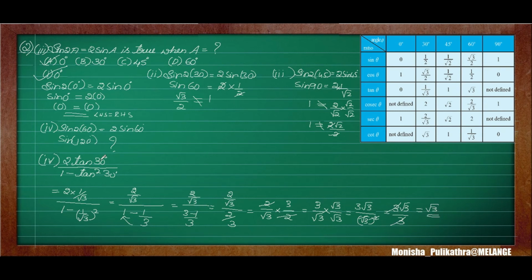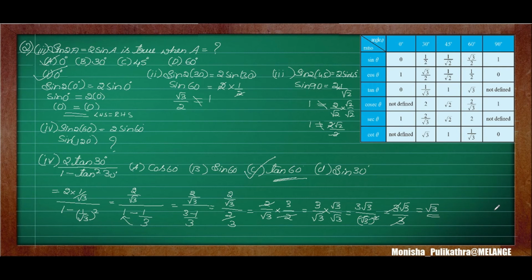Here the options are: first option is cos 60, second option is sin 60, third option is tan 60, and fourth option is sin 30. So the answer here is root 3. Cos 60 is 1 by 2. Sin 60 is root 3 by 2. Tan 60 is root 3 and sin 30 is 1 by 2. So the possible answer is tan 60. Tan 60 is equal to root 3.